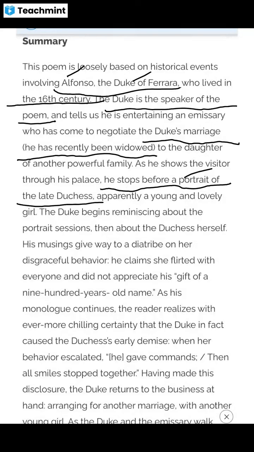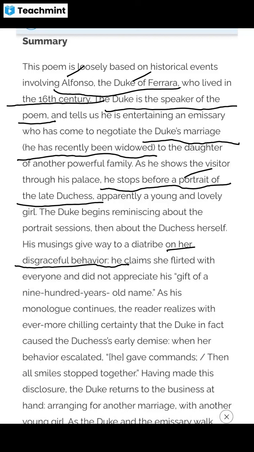This is very significant. Who is the speaker? The speaker is only the Duke. And when Duke speaks, the emissary, the envoy, the messenger comes to know about his life. He was already married, but now he is a widowed Duke, and he tells about that picture as well as what? As well as Duchess. उस पिक्चर के बारे में भी बताता है और किसके बारे में? लेट डचेस के बारे में.